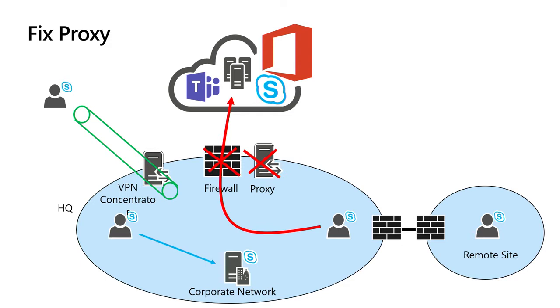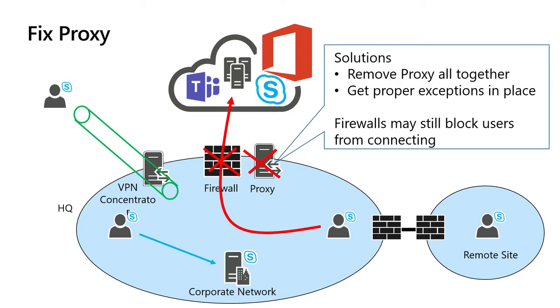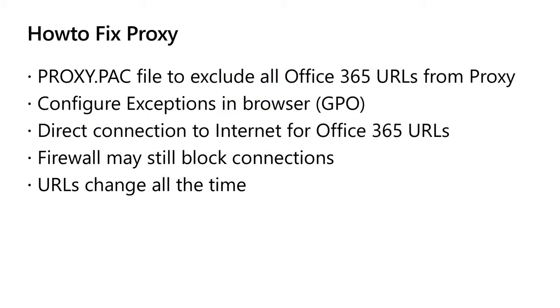Of course, the solutions are to remove the proxy server or do proper proxy server configuration so that we bypass the proxy for certain URLs. So how do we do this? In most companies where I work, we have the proxy PAC file, where there's a long list of exceptions. You can say all the URLs for Office 365 are not going through the proxy. It's a good idea, right?